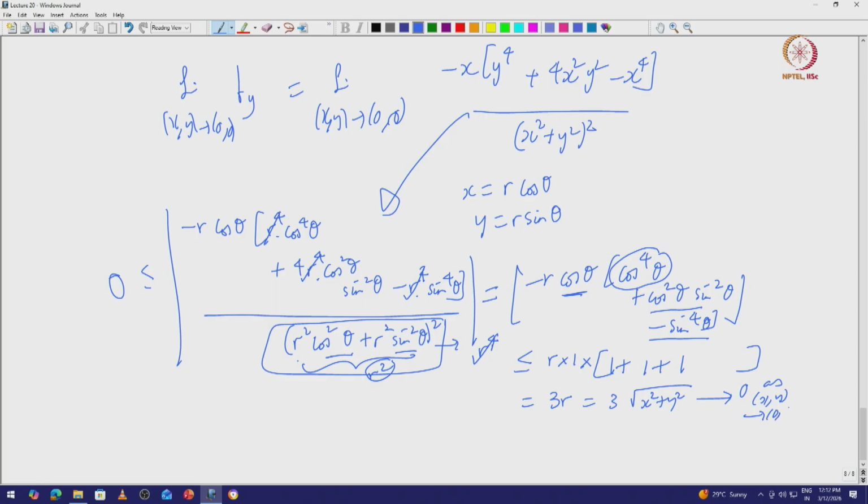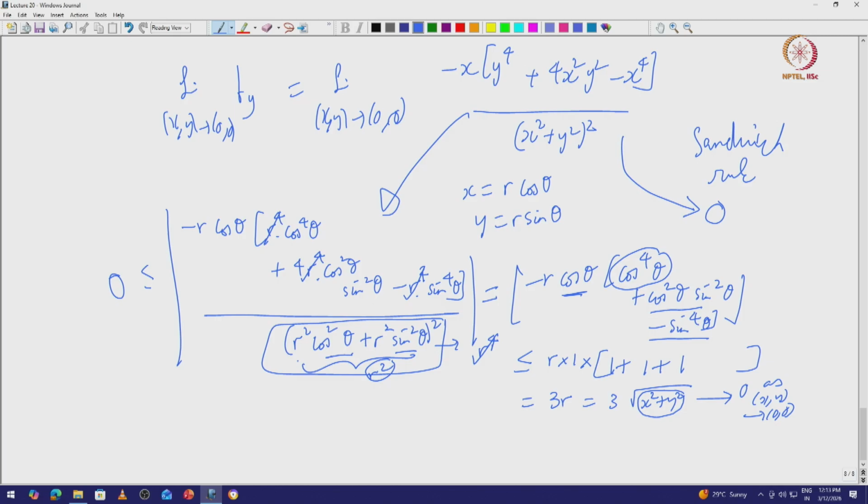Why does this go to 0? Again, how would you prove that? Surely this being a polynomial is continuous. Square root of a continuous function, the square root function is continuous, and the composition of these two is continuous. So as (x,y) goes to (0,0), this goes to 0. So by the sandwich rule, we can conclude that the mod of this goes to 0, and hence this itself goes to 0.